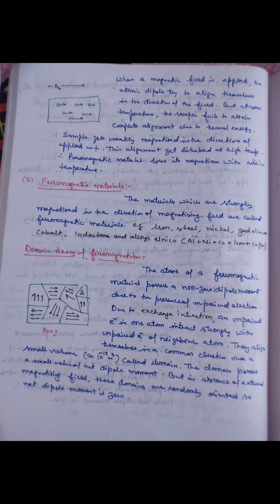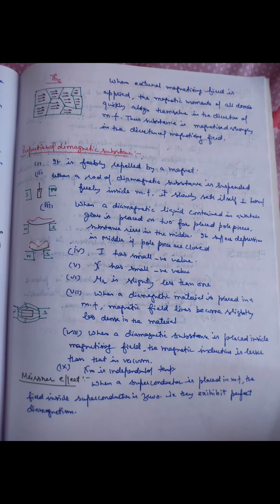Ferromagnetic substances are those substances which are strongly magnetized in the direction of magnetizing field, for example, iron, steel, nickel, cobalt, etc. Ferromagnetic substances also have unpaired electrons. Domain theory states that within a small volume called domain, all the magnetic moments have common direction, but the magnetic moments in different domains have different directions, so net magnetic moment of the substance is zero in absence of magnetizing field. On applying magnetizing field, all the magnetic moments of different domains quickly align themselves in the direction of magnetizing field, so substance gets net magnetic moment.